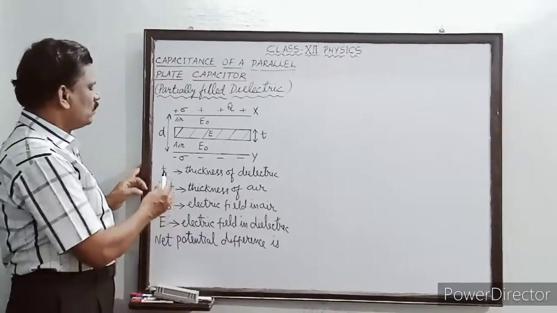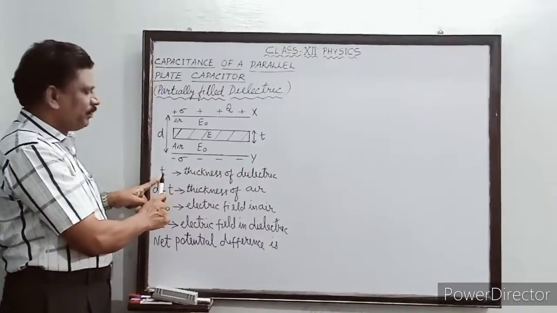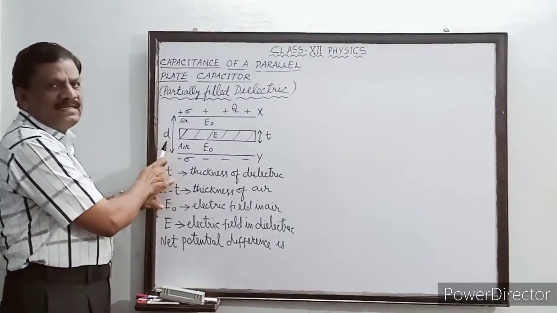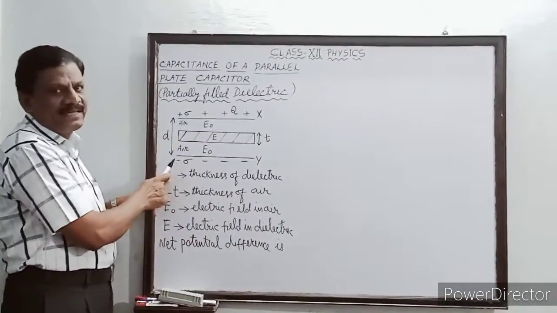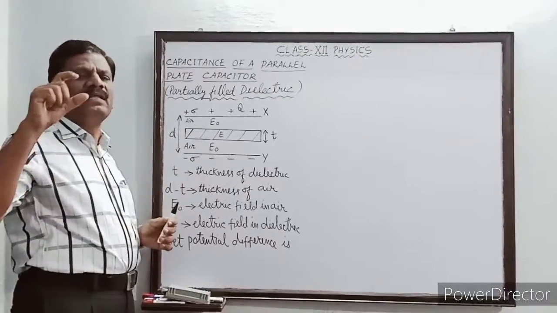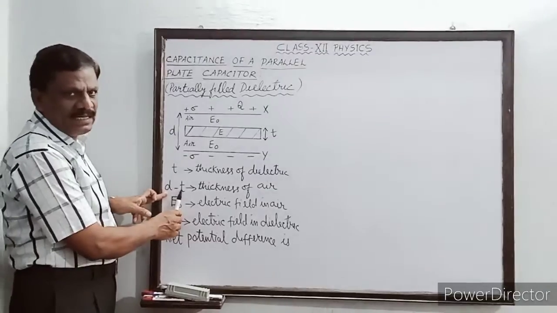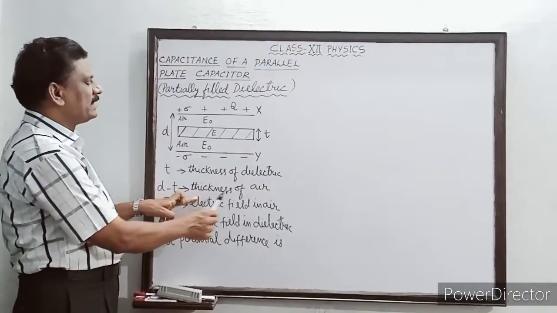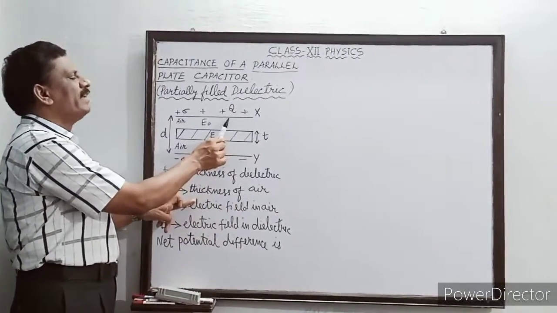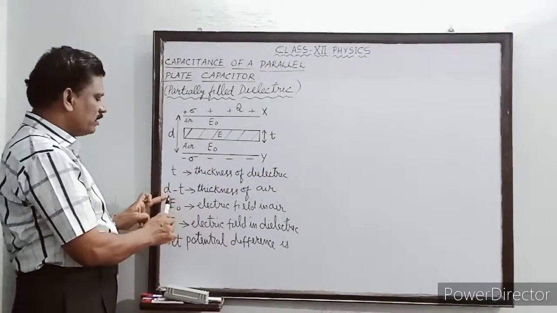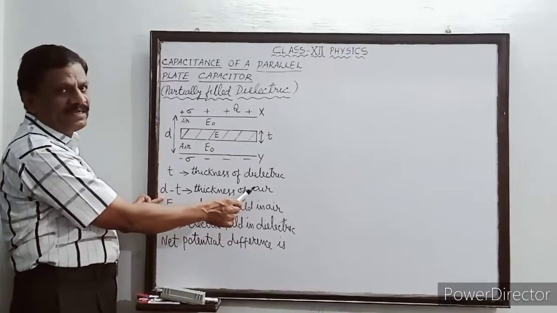Okay. Now what is T? T is the thickness of the dielectric slab, and D is the distance between the two plates X and Y. So how much will be the thickness of the air column here? That is equal to D minus T. So D minus T represents the thickness of air. So the air is filling only this space and this space other than the space T. So D minus T must be equal to the thickness of air.